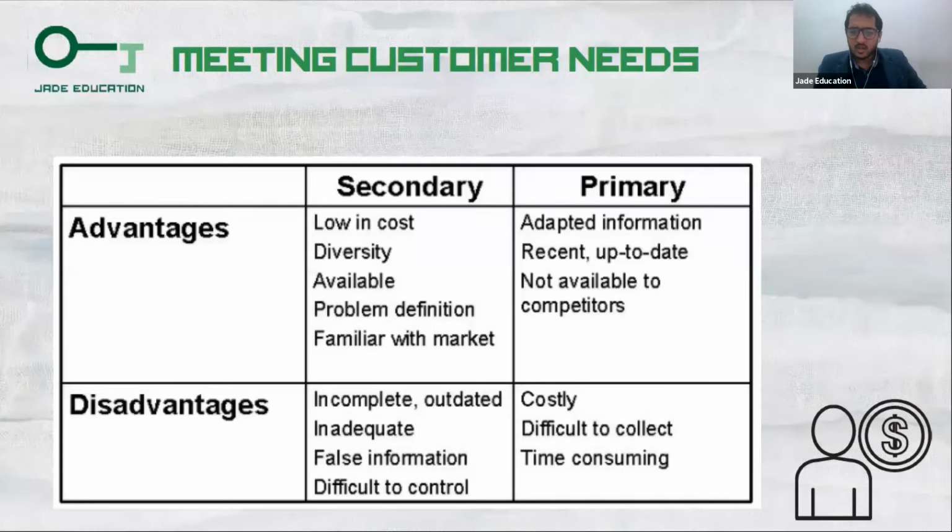You can't really control what information is real, what information is not. All these things are here, but go on to primary, you'd see that these things are up to date. These things are adaptive information. You can take whatever is relevant to you, and it's not available to competitors. It's just yours. Though I must say it's really hard. It's really expensive and it's time consuming and it's difficult.